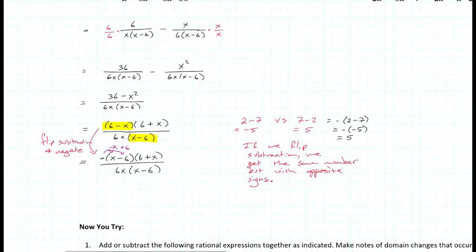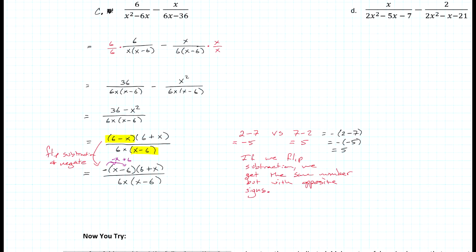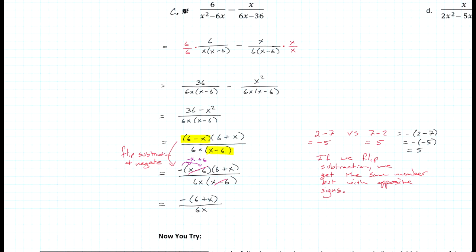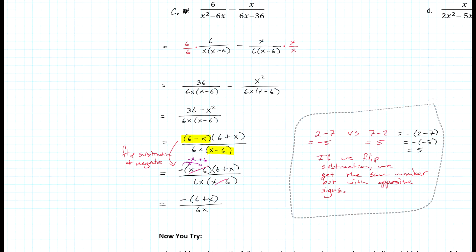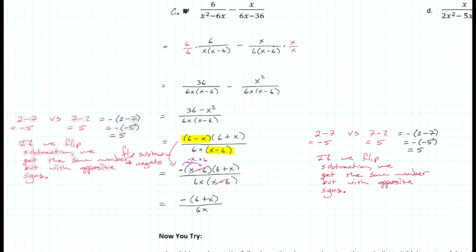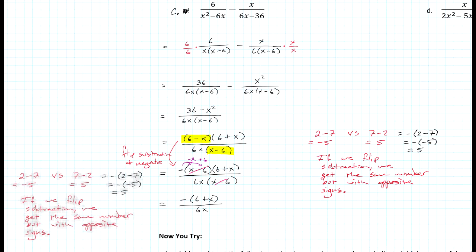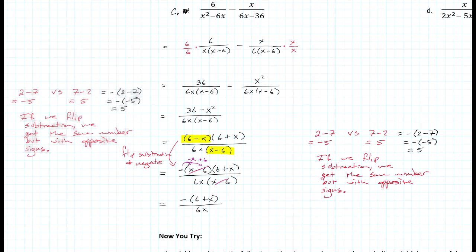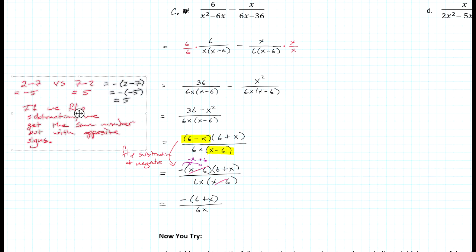Okay, enough on that. Let's go ahead and finish this problem out. We can cancel the x minus 6's now, and we'll have a minus 6 plus x on top over 6x on the bottom. Move some of this stuff over to the other side for us.